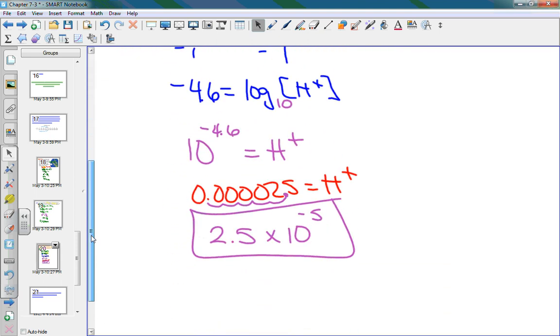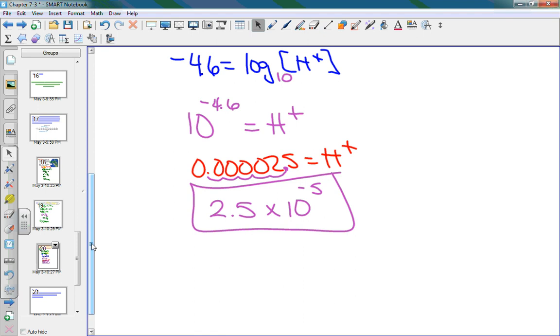Now what this means is it's a really, really small concentration of that hydrogen ion. Make sense? How do you know when you look at that? Because I need a number between 1 and 10, less than 10. If I move it one time, it's still a decimal. Move it another time, still a decimal. Now, 2.5 is a number between 1 and 10. You move it until you get a number between 1 and 10.